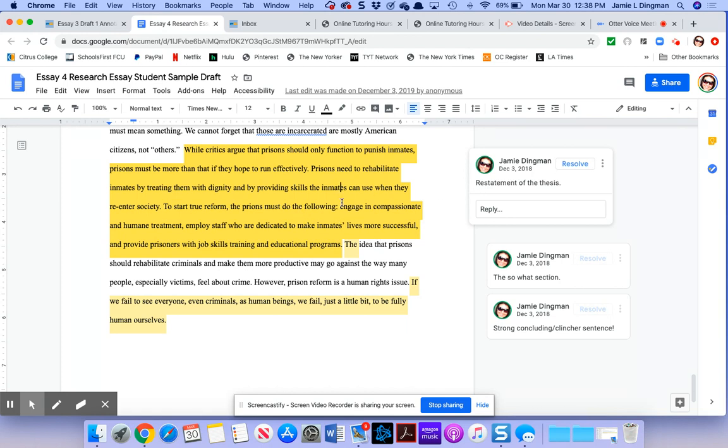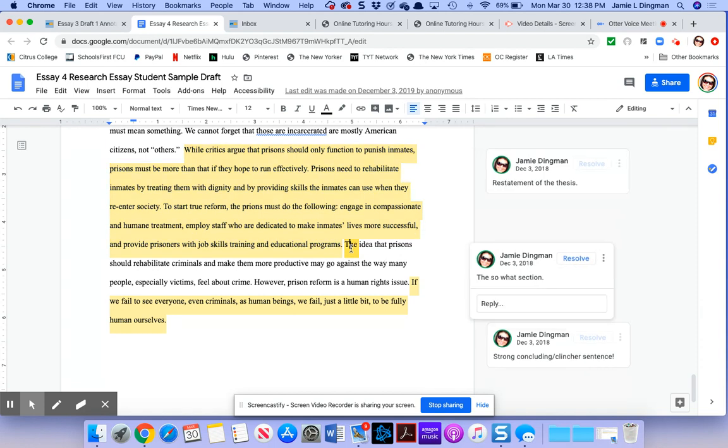Okay, so restating the thesis, very clear. You can go right back up to the top and match their original thesis and this one up together. It's not a copy job. It is a restatement, and it's good. And then they're going to jump back into the so what.